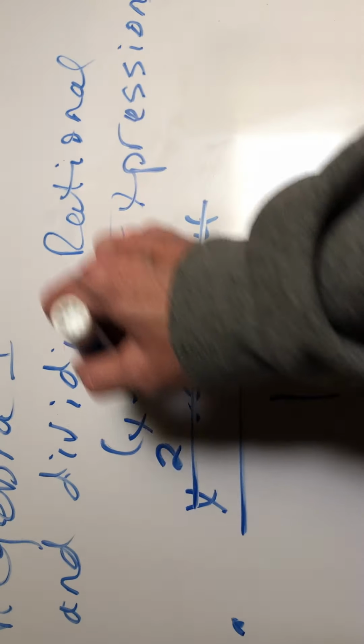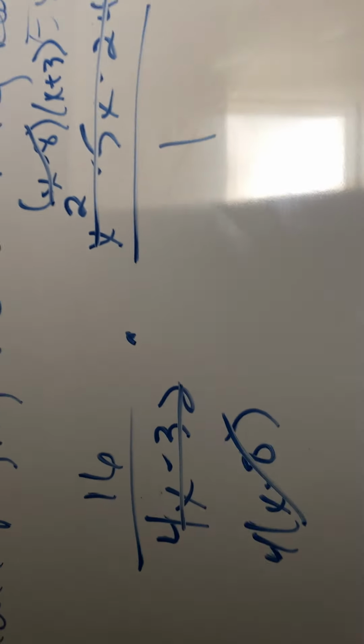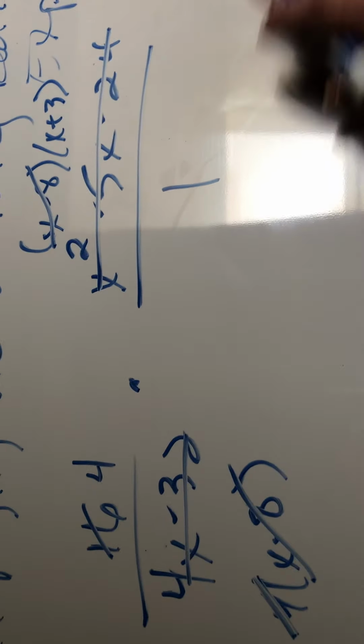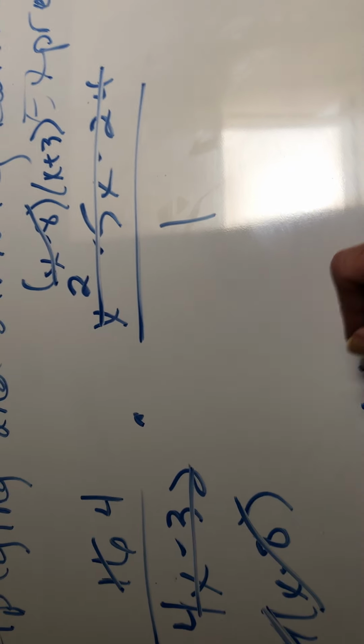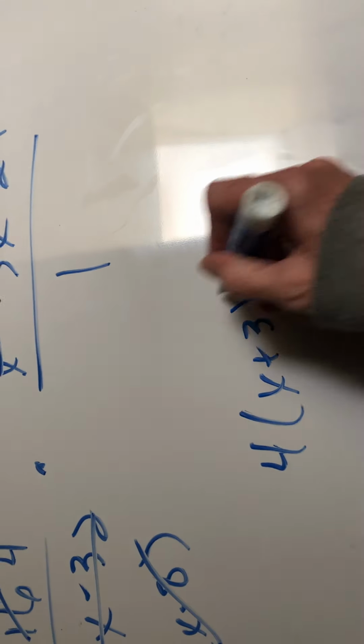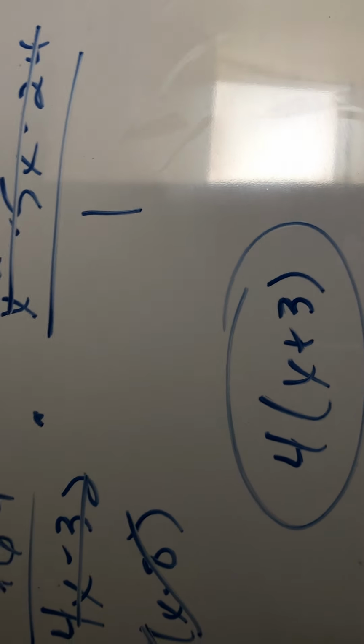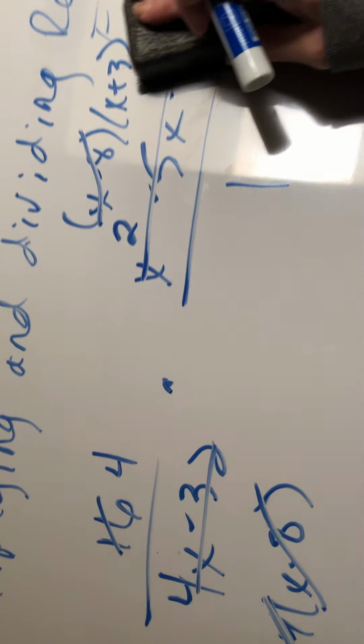And then we cancel. X minus 8, x minus 8 cancels. One's on top, one's on bottom. 4 goes into 16 and leaves a 4. Nothing's left on bottom. A 4 is left on top with the x plus 3. So 4 times x plus 3. And again, leave it factored. Do not multiply through. Leave it factored, because it's setting you up for something else.